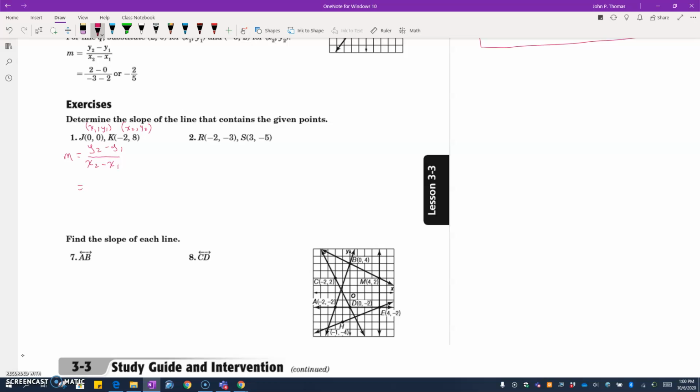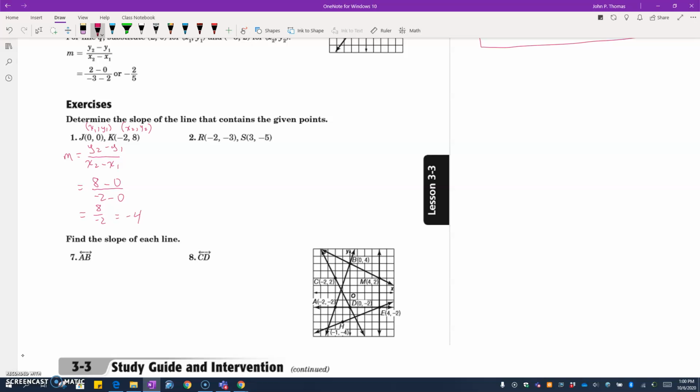So I'm going to start and grab the y2, which is the 8, minus the y1, which is 0, over the x2, which is negative 2, minus the x1, which is 0. That gives me an 8 over negative 2, which is negative 4. So the slope of the line through those 2 points would be negative 4.